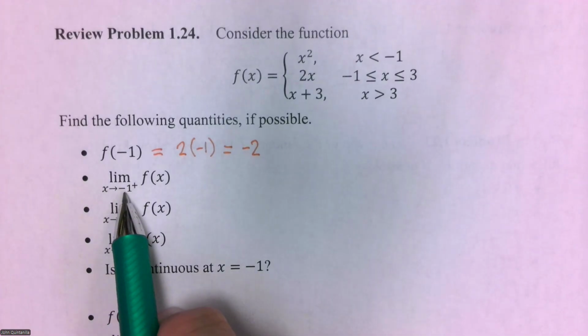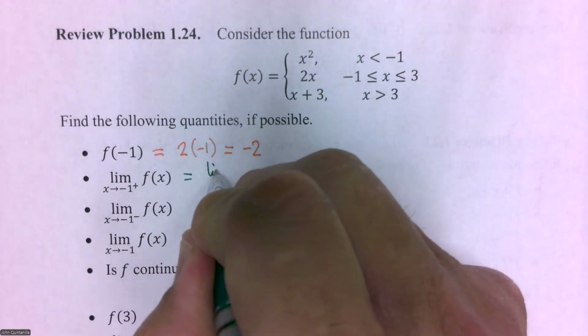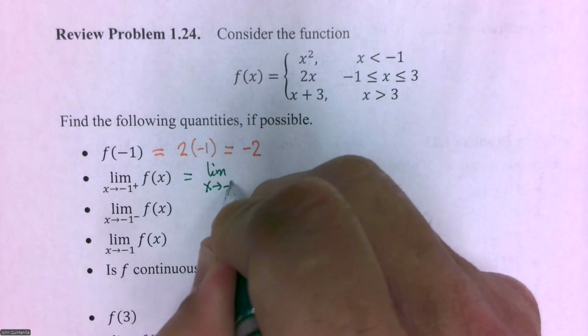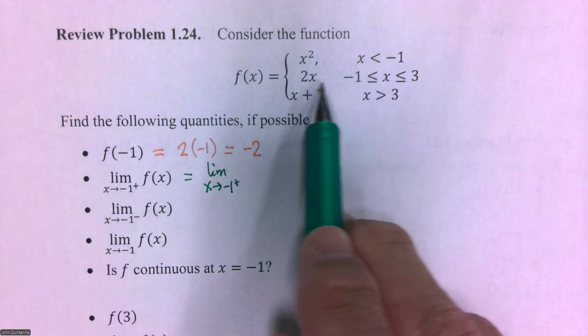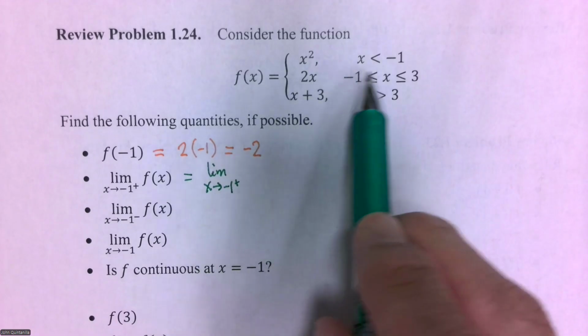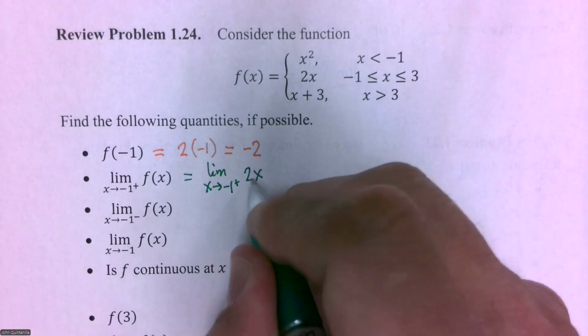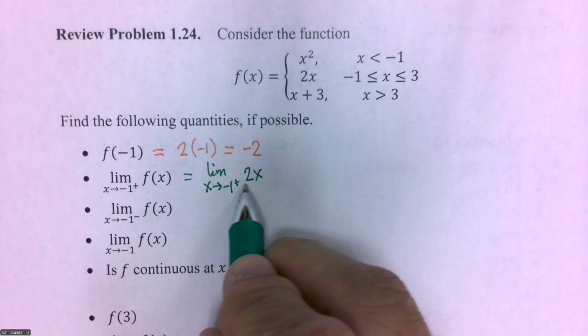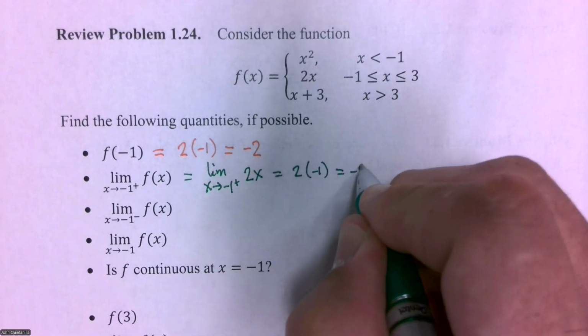The limit as x approaches -1 from above, f of x. So that's the limit as x approaches -1 from above. If I'm approaching from above, that means I use the rule here for x slightly bigger than -1. So that's the limit as x approaches -1 of 2x, and so that's going to be equal to 2 times -1, and once again, that's equal to -2.